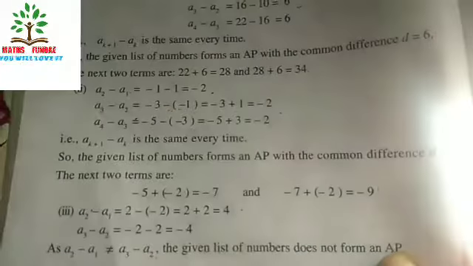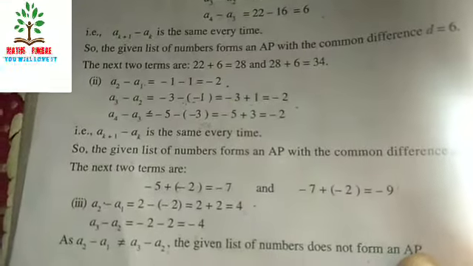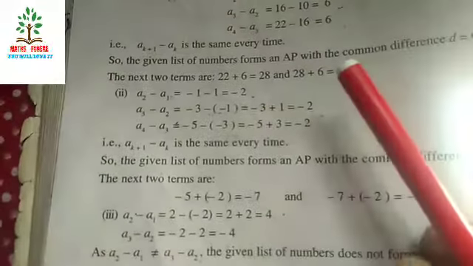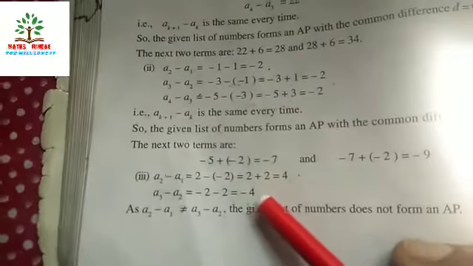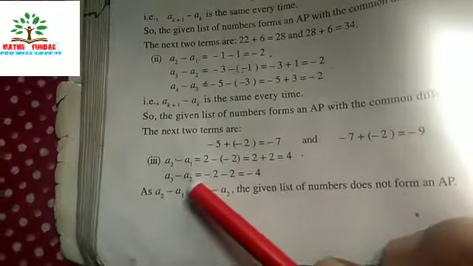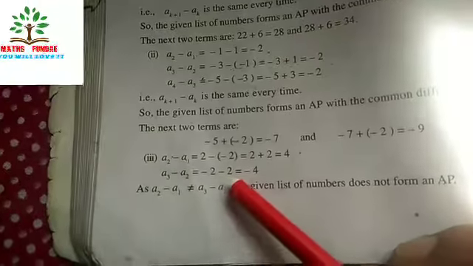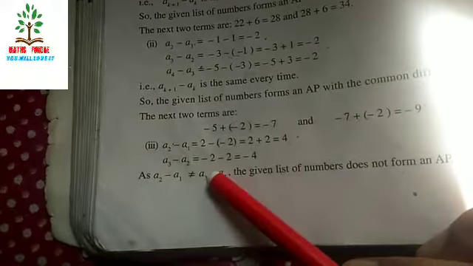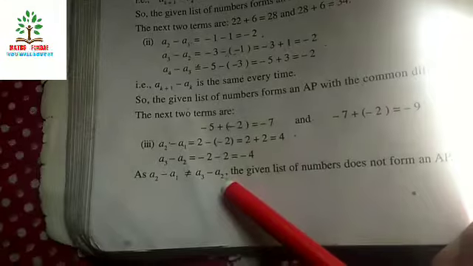Then the third is given: minus 2, 2, and so on. We'll find the difference a2 minus a1, that is 2 minus of minus 2, that is 2 plus 2, which is equal to 4. a3 minus a2 is equal to minus 2 minus 2, that is minus 4. So we can easily see here that a2 minus a1 is not equal to a3 minus a2. Since the difference is not the same, not common, it is not an AP. So there is no need to find the next two terms.